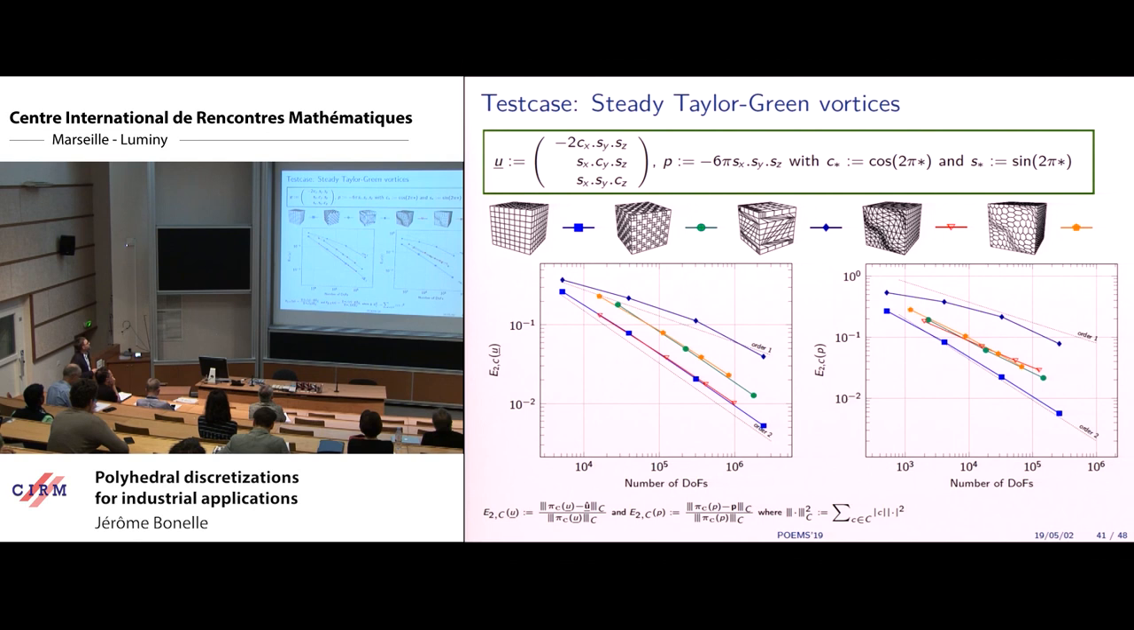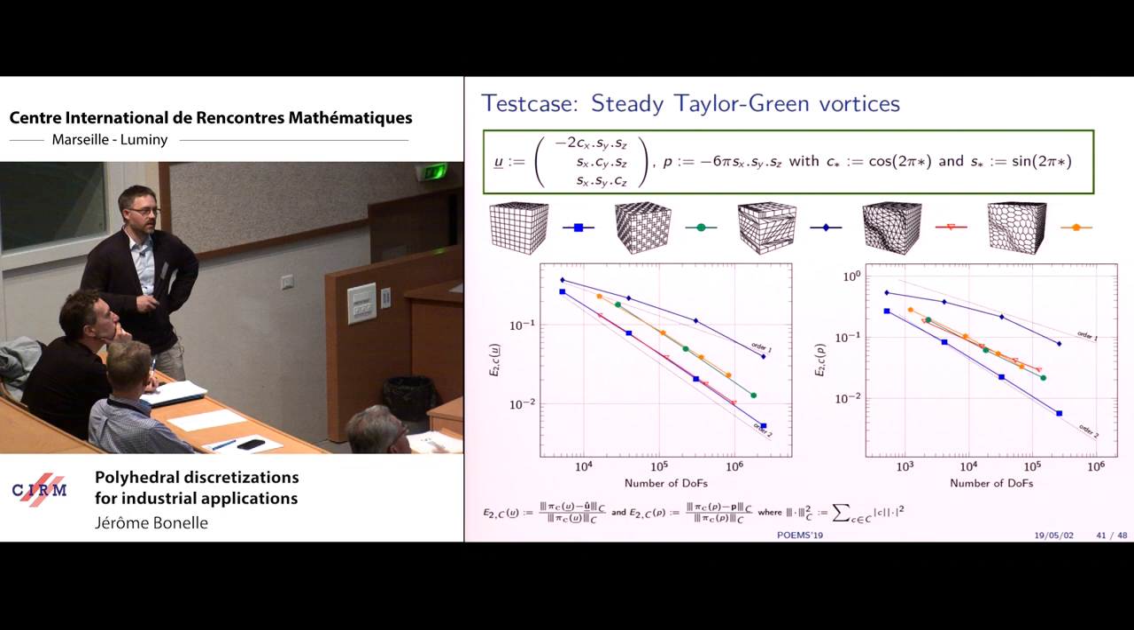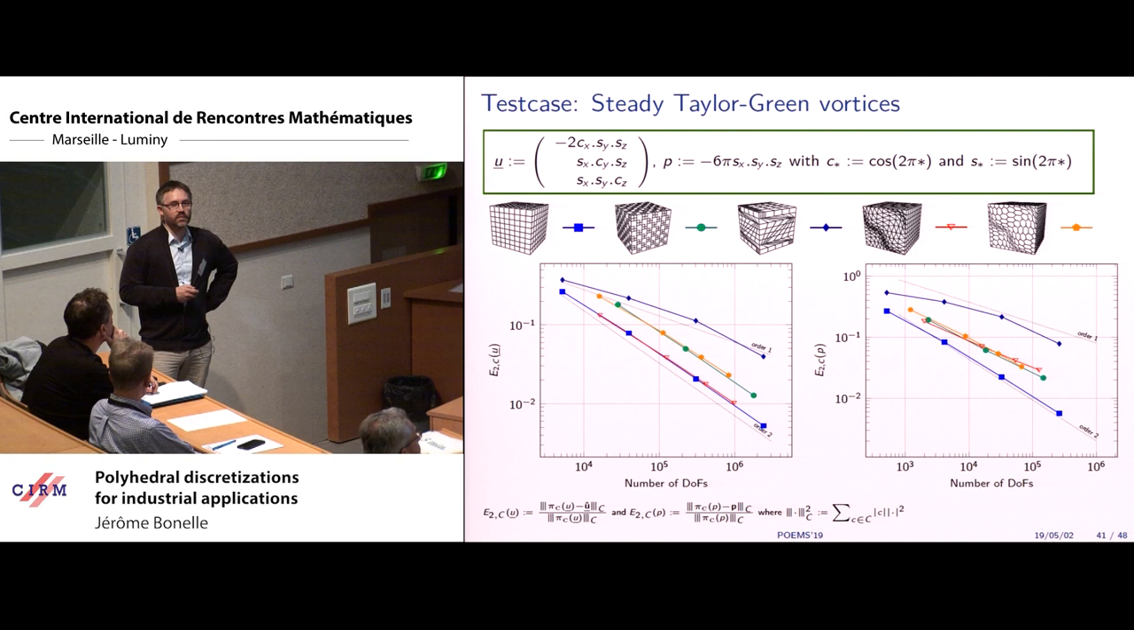Here is a test case on different kinds of mesh sequences. And we recover the order of convergence for the velocity and for the pressure. I want to say that for this mesh, the Kershaw mesh, it is a bit hard to perform a convergence analysis as the mesh regularity is not verified during the refinement of the mesh.